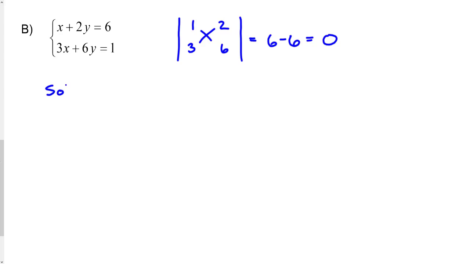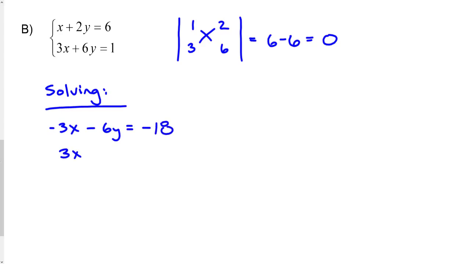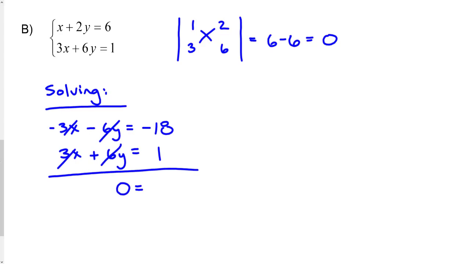Just by solving, I'll multiply the top equation by -3. So -3x minus 6y equals -18. Then 3x plus 6y equals 1. When I add these together, the x's cancel, the y's cancel, so everything on the left-hand side is 0, equals -17. That's our contradiction, which tells us that there is no solution to this system.